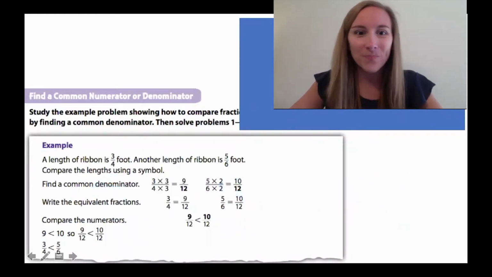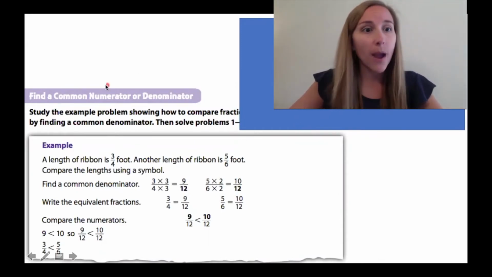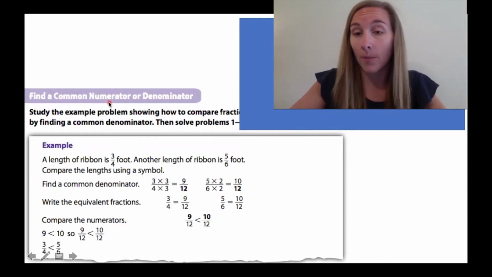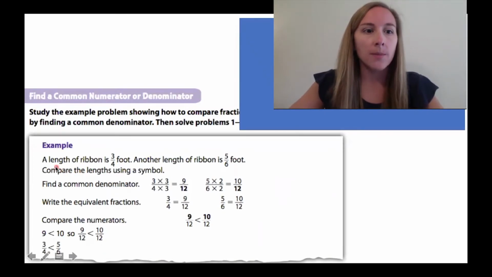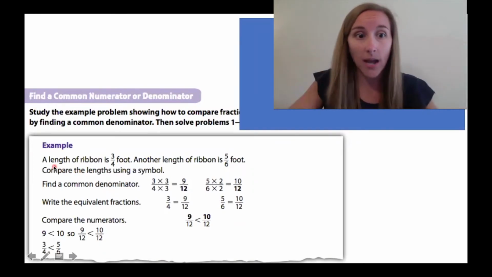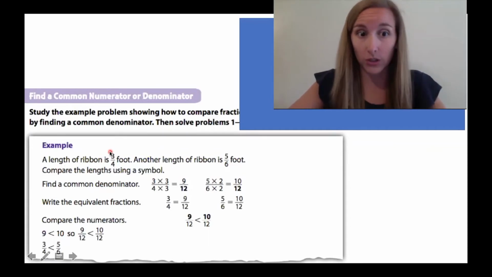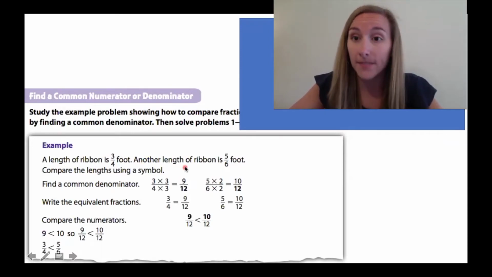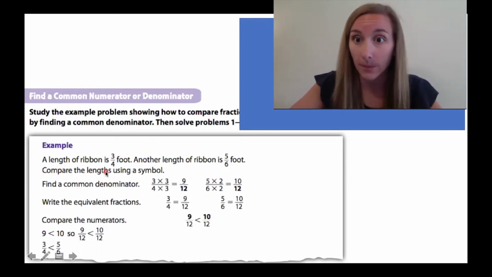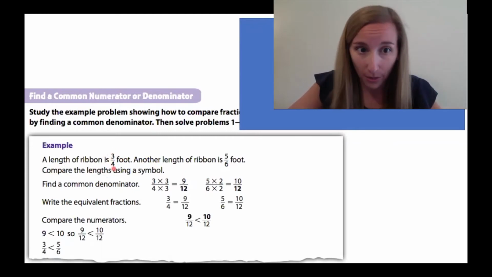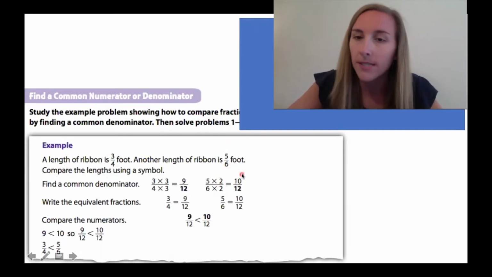Doing awesome. All right, so let's look at a couple of examples that you have in your activities in your packet. So up here, you'll see find a common numerator or denominator. That's the first part of comparison that we'll talk about. So there is a length of ribbon that's cut, and it's 3/4 foot. Okay, there's another length of ribbon that's 5/6 of a foot. Okay, so we're asked to compare the lengths using a symbol, those symbols being less than, greater than, or equal to. So I'm comparing 3/4 of a foot to 5/6 of a foot.